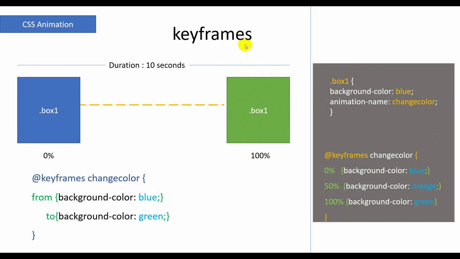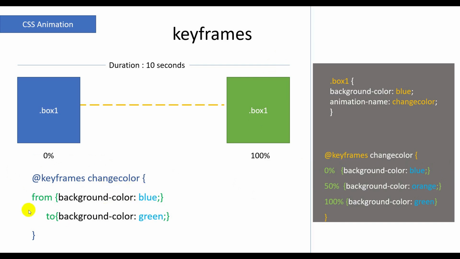So this is where the keyframes come into picture. So we create a rule for the keyframes. Let me show you here with a simple example. And we create a rule for the keyframes and give it a name. And this name is basically referred to as the animation name. So we kind of are creating animation and we are giving it a name of, let's say, change color.